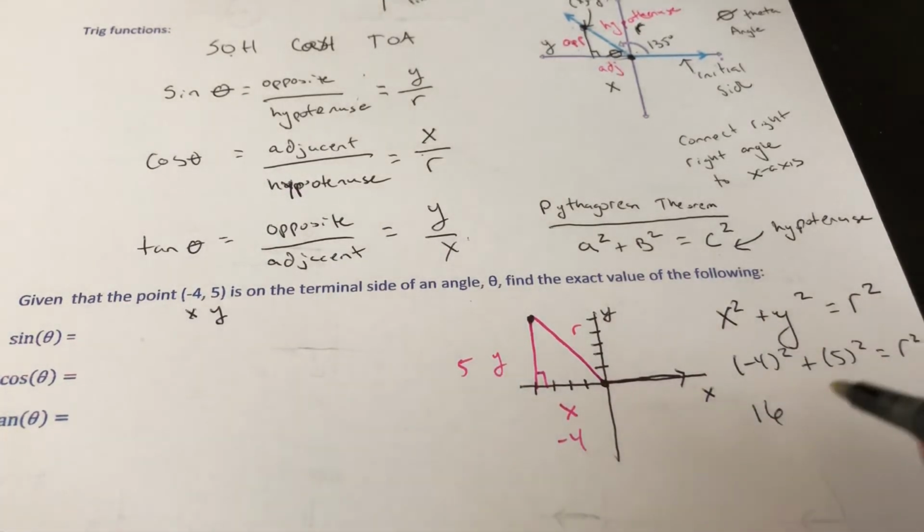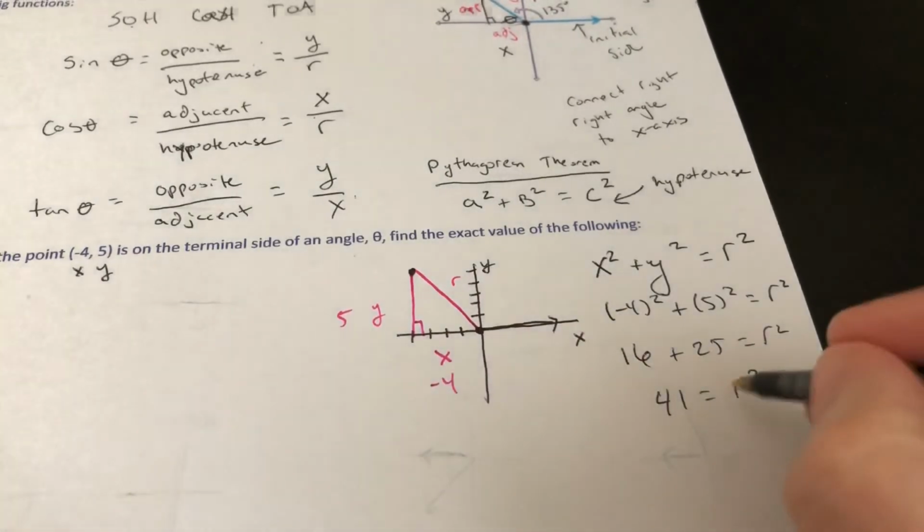If I see any of you on your homework write that that's -16, after all the talks we've had in class, Mr. Riley is going to start pulling some hair out. And you know how much I love my man, but I don't want to do that. 5 squared is 5 times 5, which is 25. So we get 41 equals r squared.